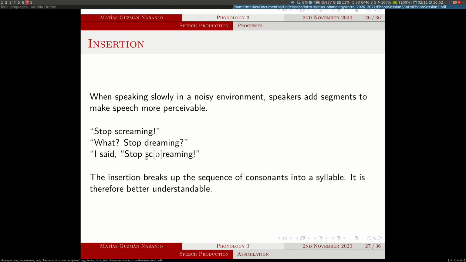Insertion happens also to make things more perceptible. Same sort of situation: "stop screaming", and the other person doesn't quite understand, and you say "stop screaming" again. And in that context, you can say, "No, stop screaming." So there is an insertion of a schwa to make the word more contrastive with the confused word. It becomes more understandable what you're saying.